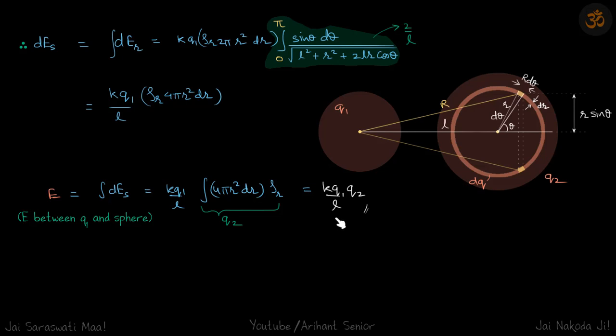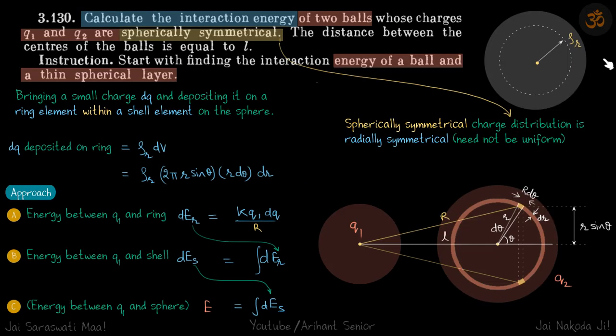So we have derived a very general result here, that if we have two spherically symmetric charge distributions, then the interaction energy between the two spheres is going to be KQ1 Q2 by L. It does not depend on how the charges are distributed, how the charge density varies. The answer is eventually going to be just KQ1 Q2 by L.